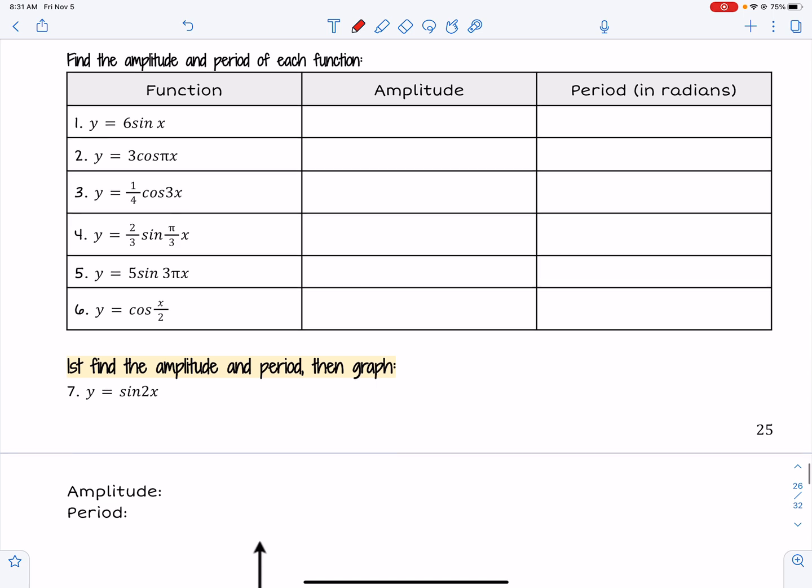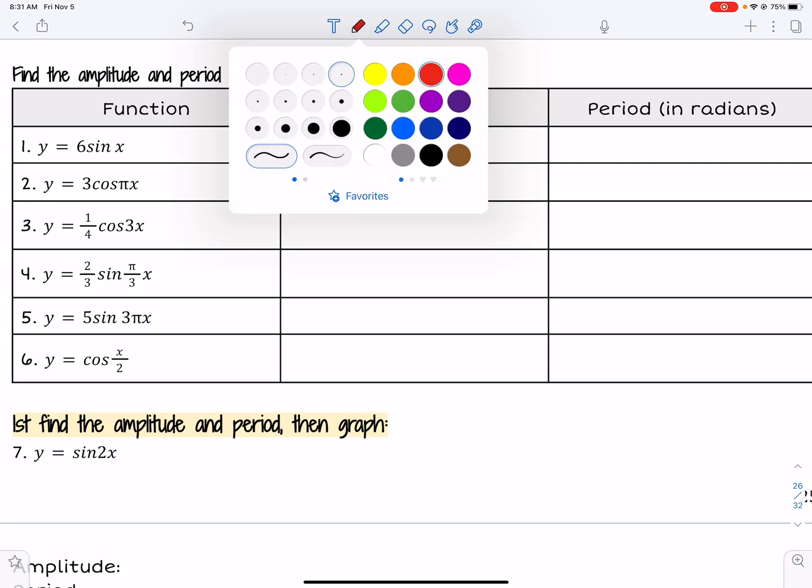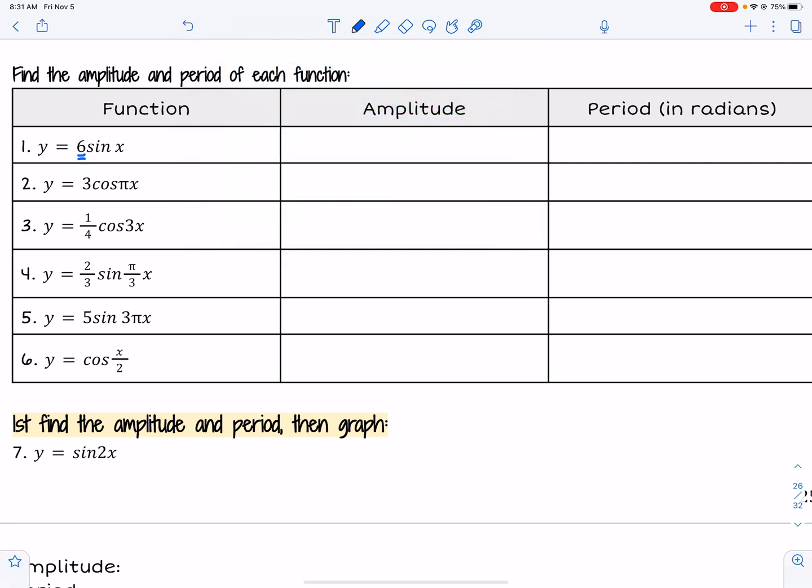Now let's just try a few more examples of finding the amplitude and period of these functions. So amplitude is quick and easy. Usually people can pick that out very easily because that's just the absolute value of A, which was 6. So that would just be 6. For the second one, it would just be the absolute value of 3, which is just 3. And for the third one, it would be the absolute value of 1/4, which is just 1/4.